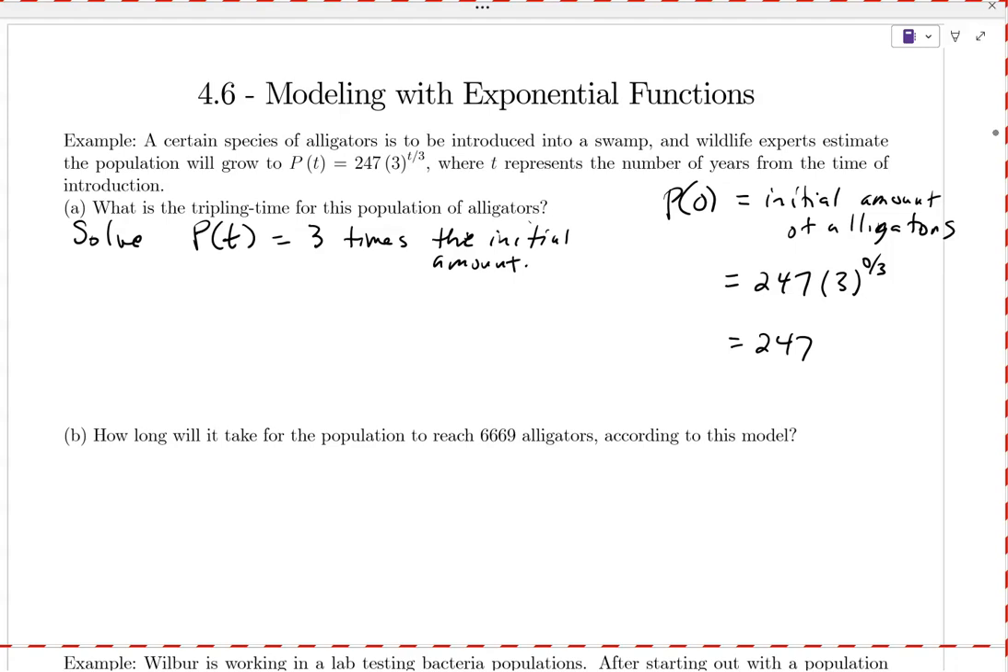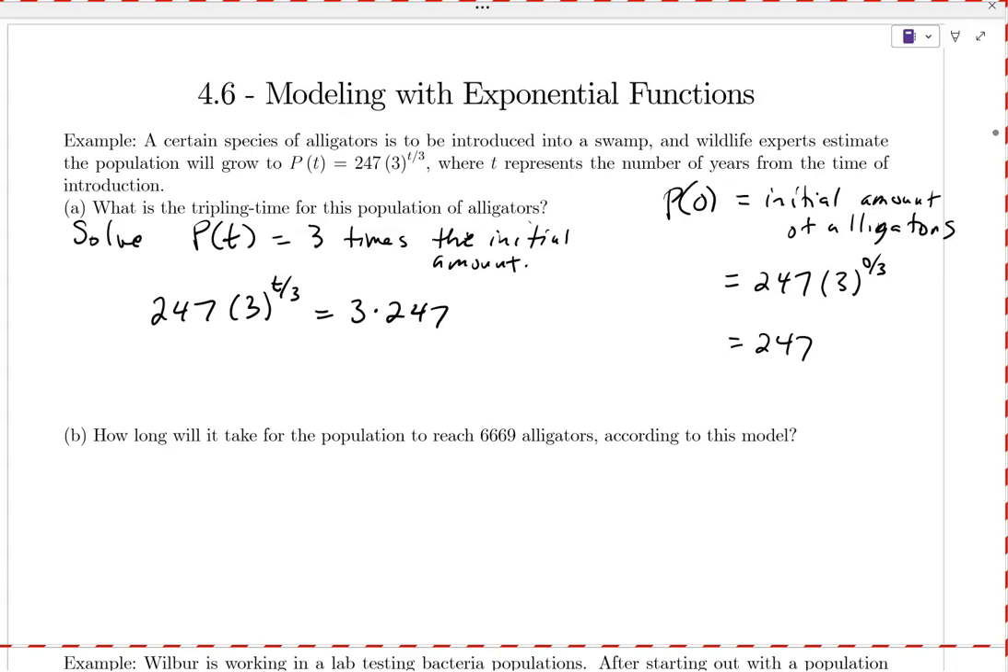So we solve for t because it wants time. We do 3 times the initial amount because it's tripling time. If it were said doubling time, you would do 2 times. Okay, good. So we already said that the initial amount was 247. So basically we want to solve the equation 247 times 3 to the t over 3 equals 3 times 247. When is the function equal to 3 times the initial amount? That's the equation we're solving.